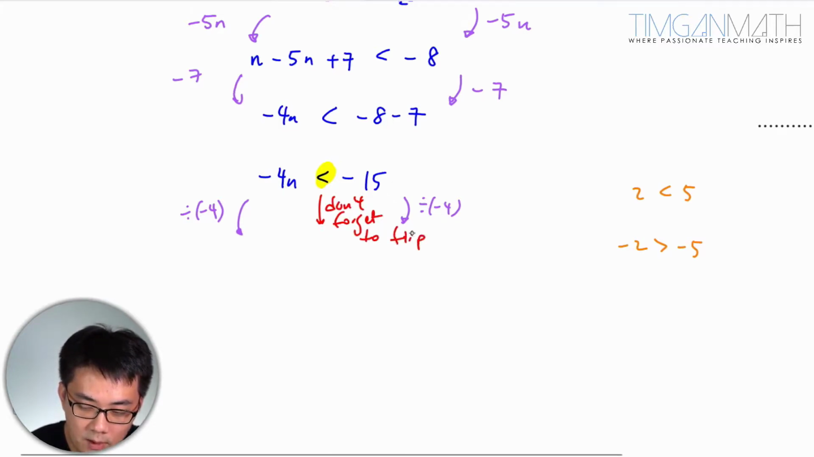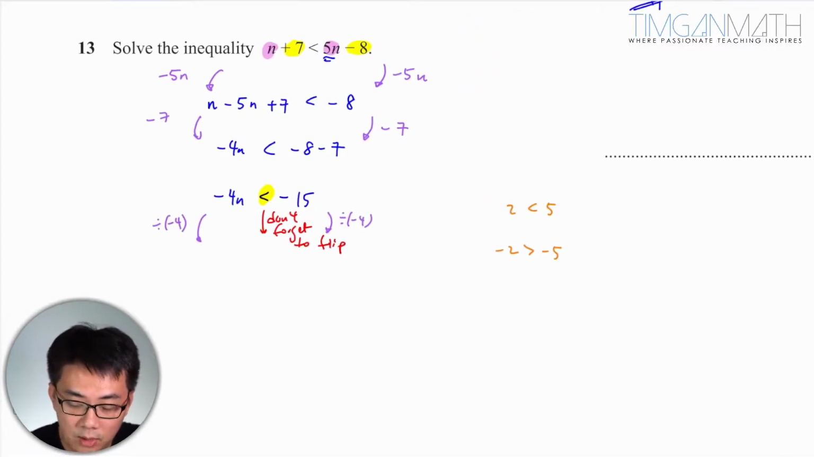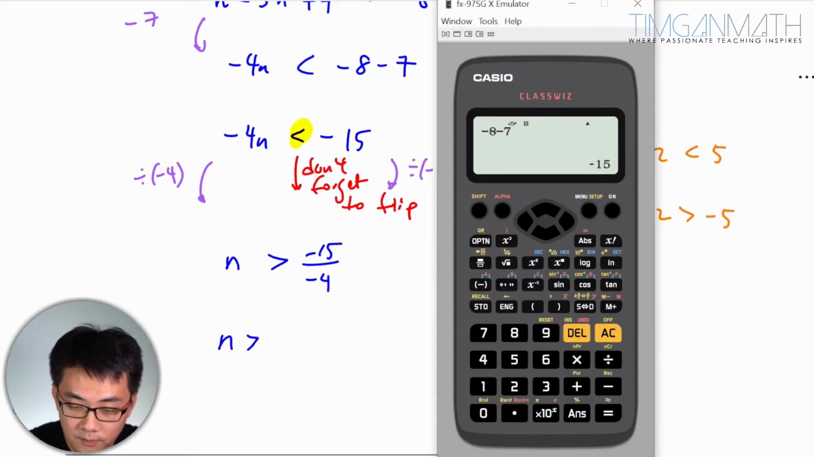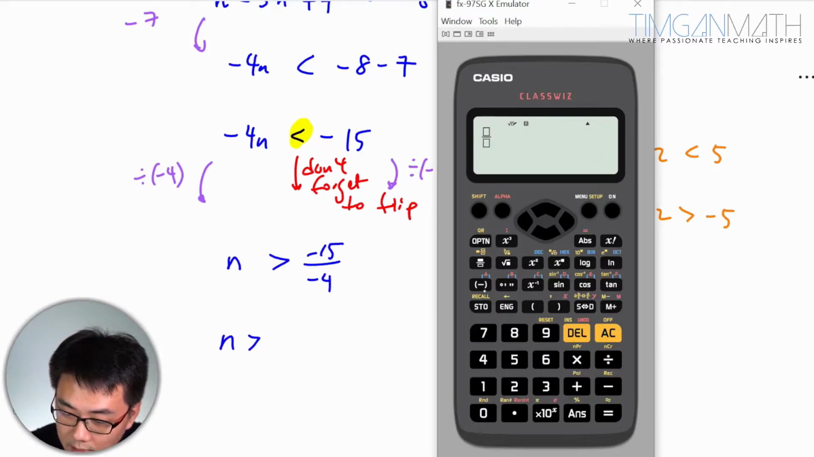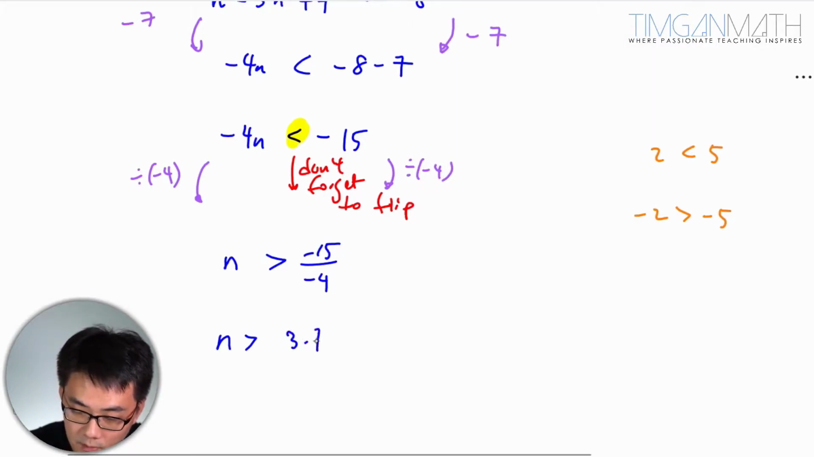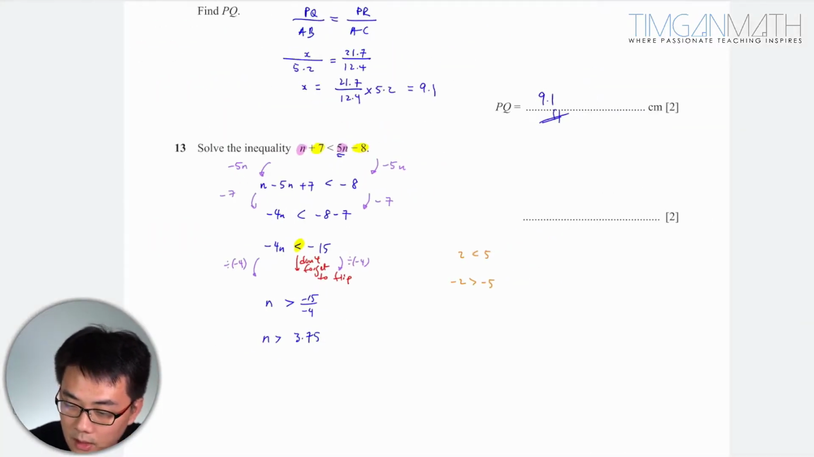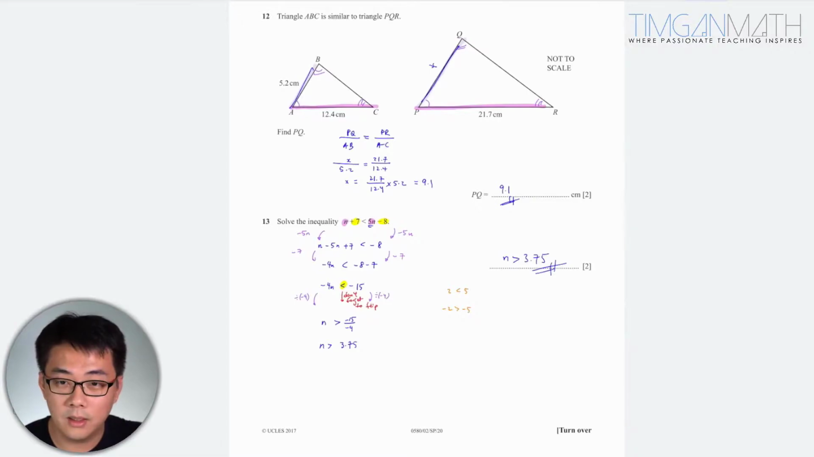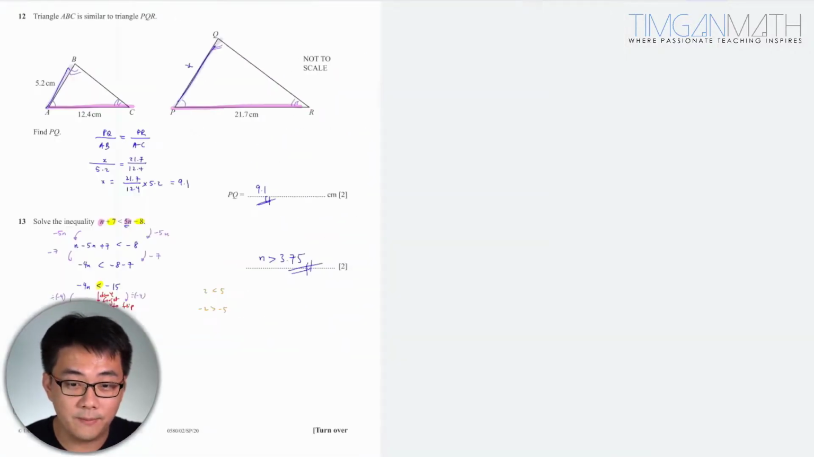So in this case, what we get is n is bigger than negative 15 over negative 4. Just key in the calculator, negative 15 over negative 4. That will be 3.75. Okay, 3.75. So to solve this, just write this 3.75 here. There you go. 2 marks. Great. Let's look at the subsequent question then.